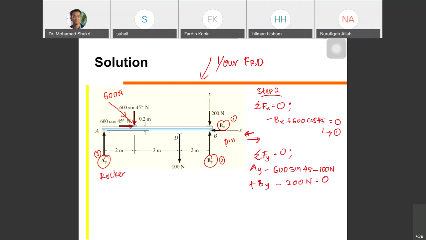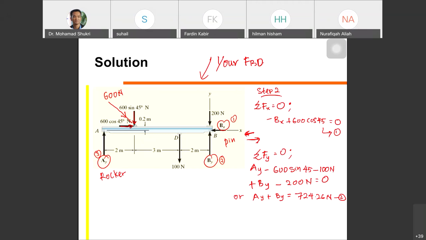Alright, if I simplify this, it becomes AY plus BY equals 600 sine 45 plus 100 plus 200. You get 724.26 Newton. Right, this is equation number 2.